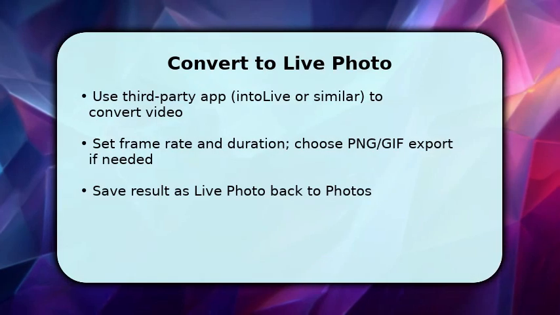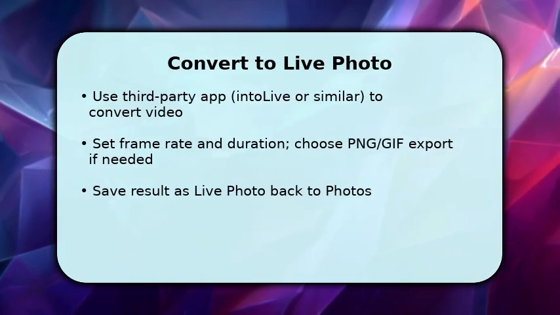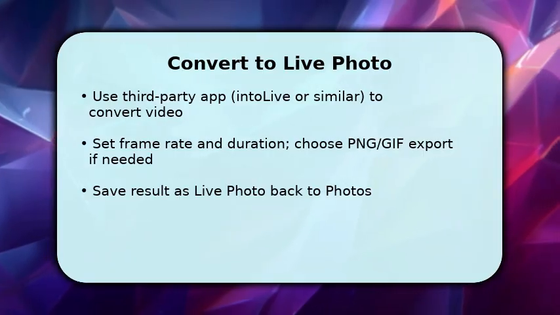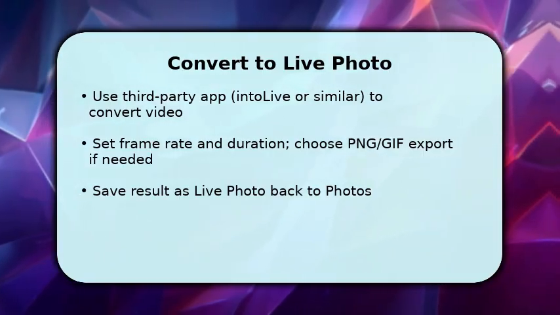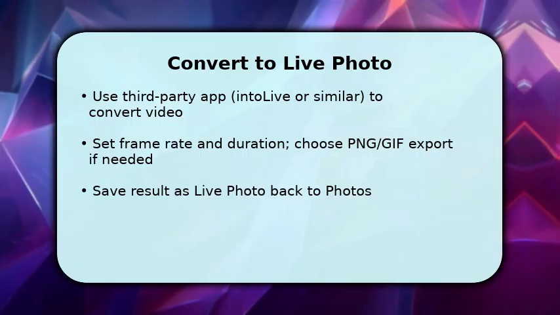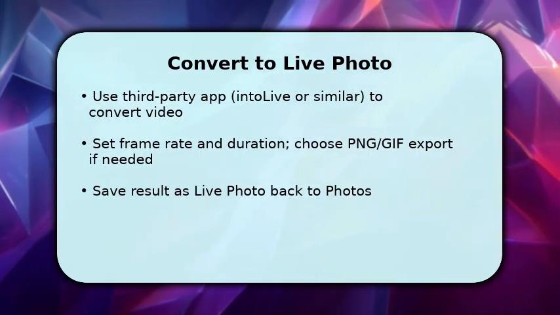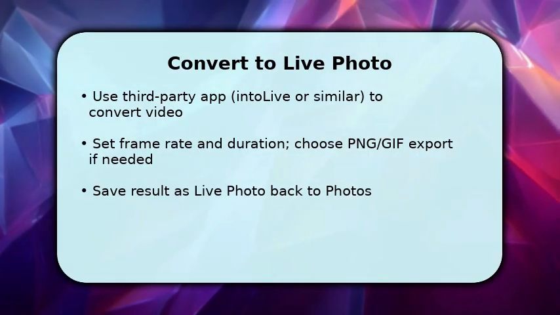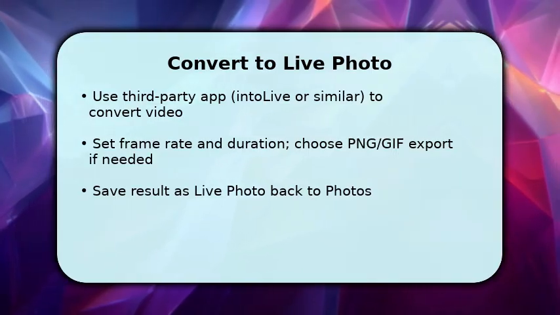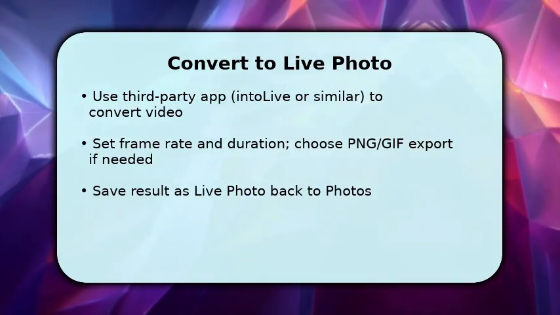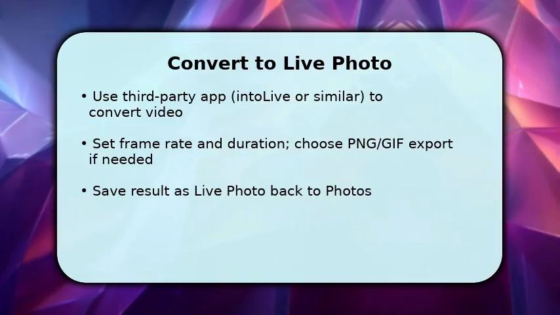Next, you convert that trimmed clip into a live photo using an app like Into Live. Import the video, select the start frame, set the duration and frame rate to keep motion smooth, and export as a live photo. Choose the highest quality and avoid overly long loops to reduce battery drain. Save the live photo to your Photos library.